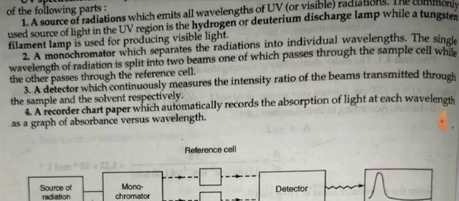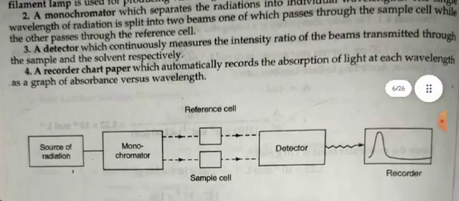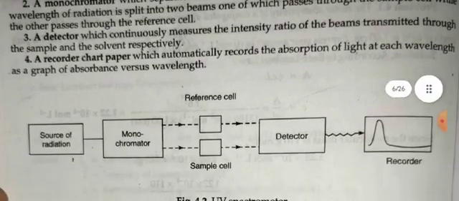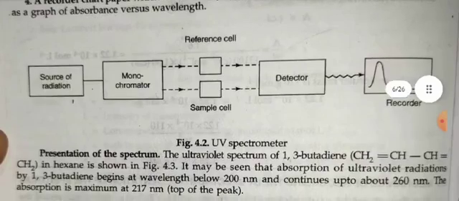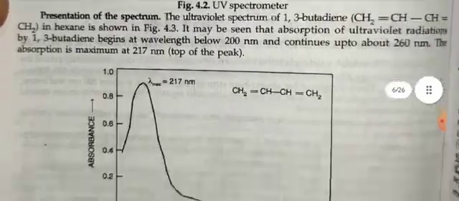The single wavelength of the radiation is split into two beams, one of which passes through the sample cell while the other passes through the reference cell. A detector which continuously measures the intensity ratio of the beams transmitted through the sample and the solvent respectively. A recorder chart paper which automatically records the absorption of light at each wavelength as a graph of absorbance versus wavelength.